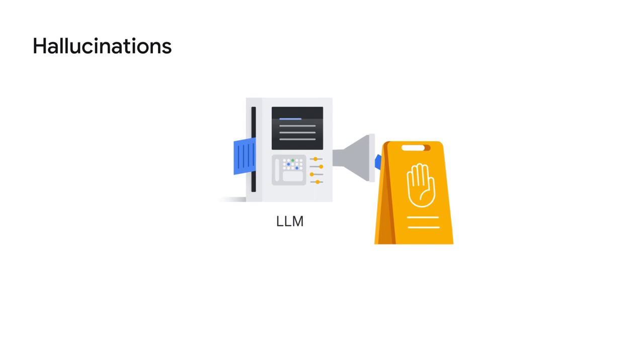But sometimes the LLM gives a completely wrong answer. This is called a hallucination. Hallucinations are words or phrases that are generated by the model that are often nonsensical or grammatically incorrect.